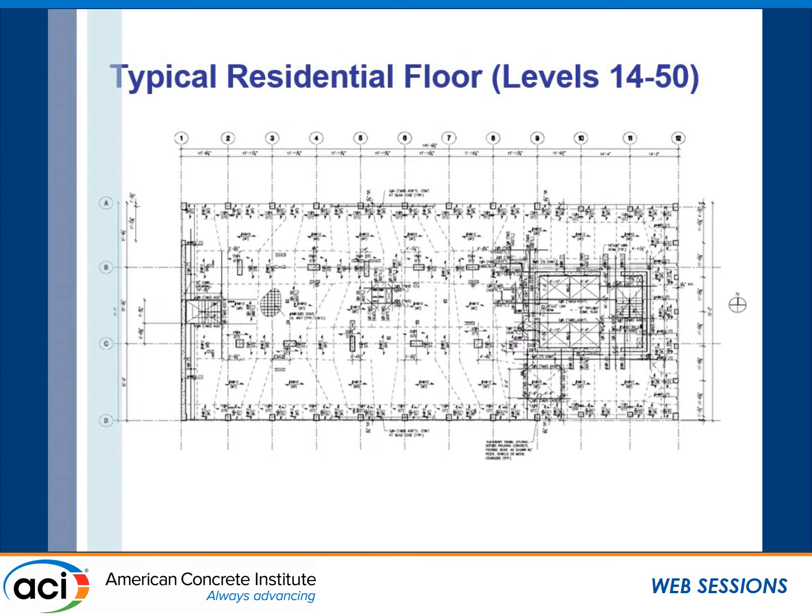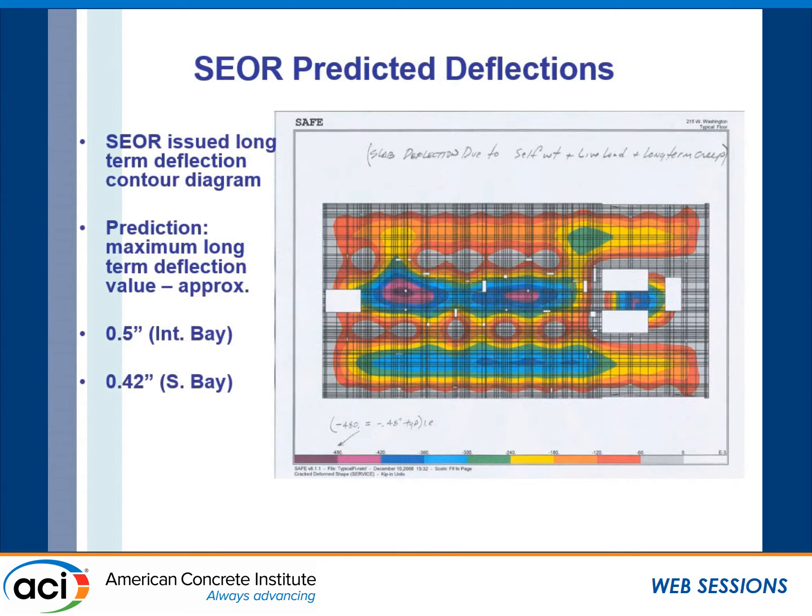And here's an image of the typical floor plate. You have the core on the right-hand side, and a whole series of columns around the perimeter, which are relatively short spans, on the order of 19 feet. And then in the north-south direction, you have the longer spans. And then this is what the engineer of record provided to us.